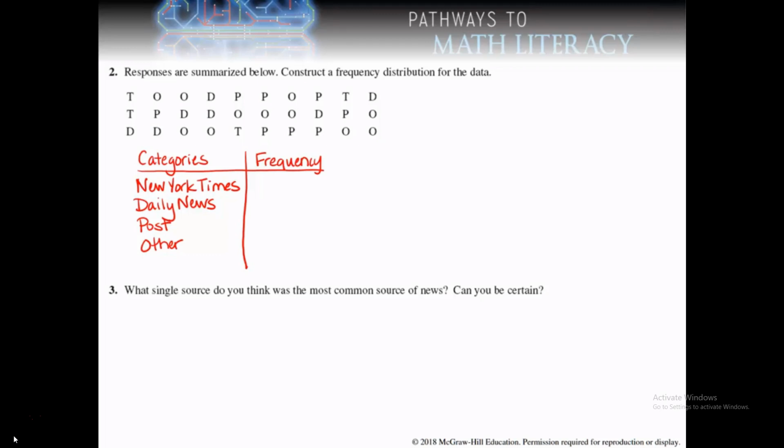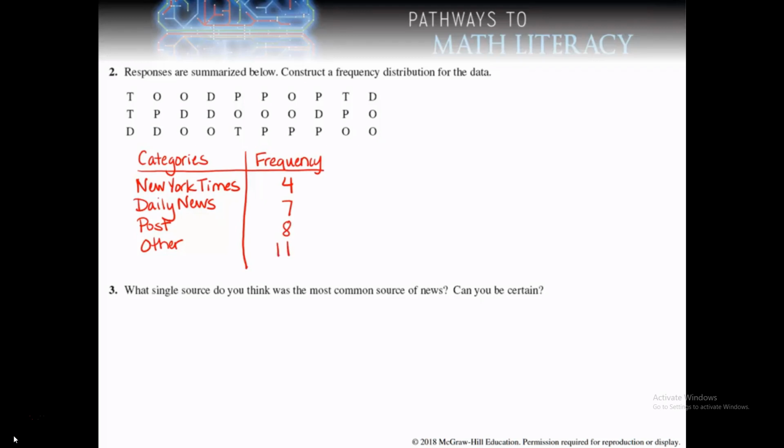So for the New York Times, it looks like there are 4 T's. For the daily news, we're counting up the D's, and it looks like there are 7 of those. For post, we're counting up the P's, and there are 8 of those. And for other, we're counting up the O's, and there are 11 of those.